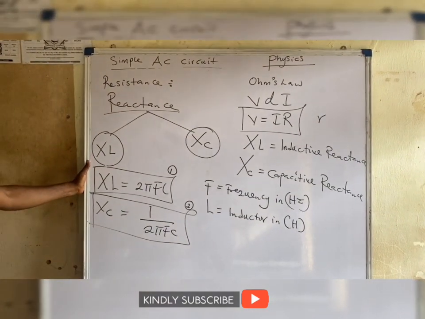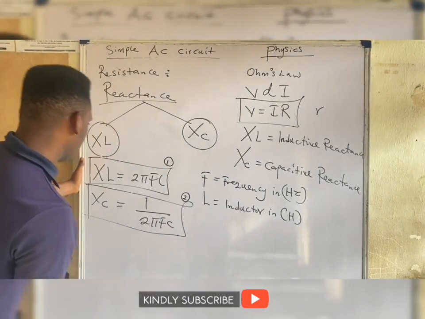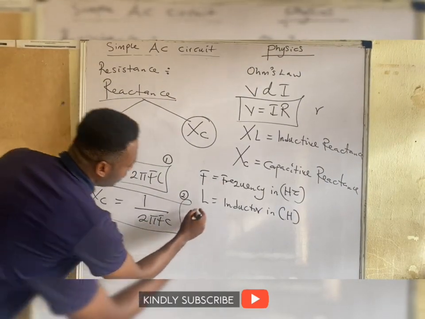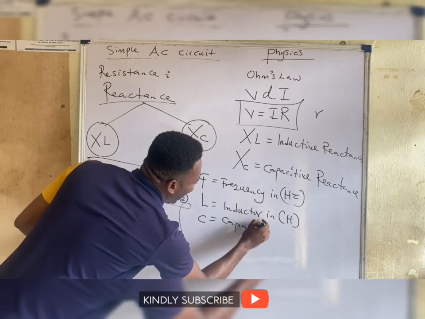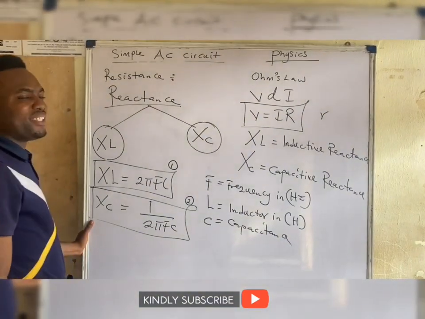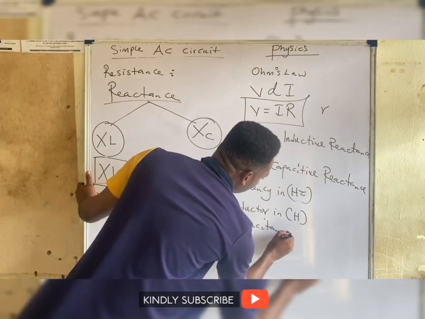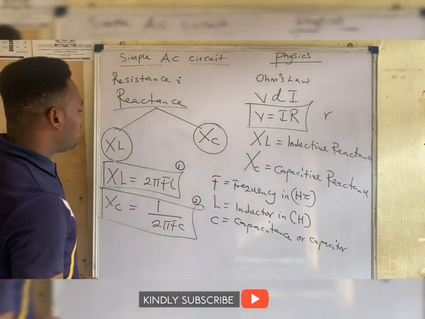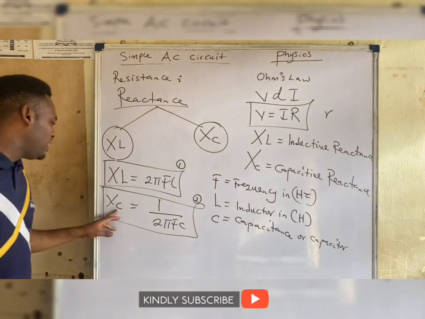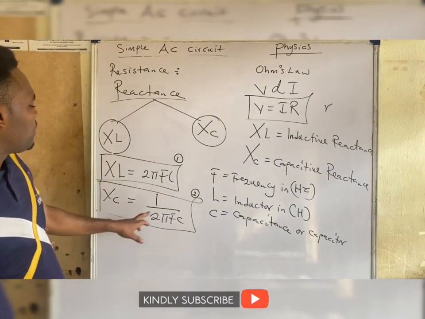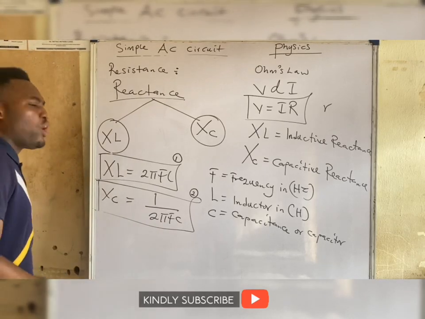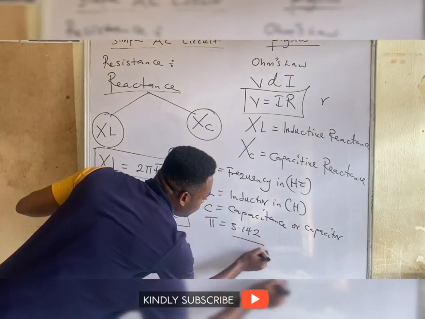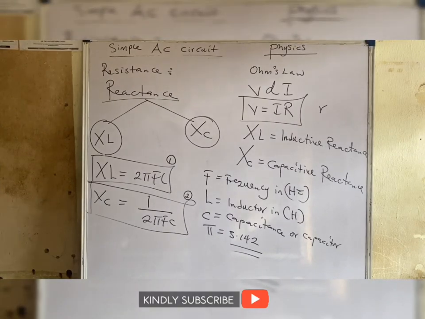Take note of the units, because physics has to do with a lot of conversion. Then what of F and C? Of course, F stands for frequency. C stands for the capacitance of the capacitor. So when we are asked to calculate the capacitive reactance, we use this formula, 1 divided by 2πfC. Of course, our pi remains a constant. What is pi? Pi is 3.142 when we are solving problems with this formula.